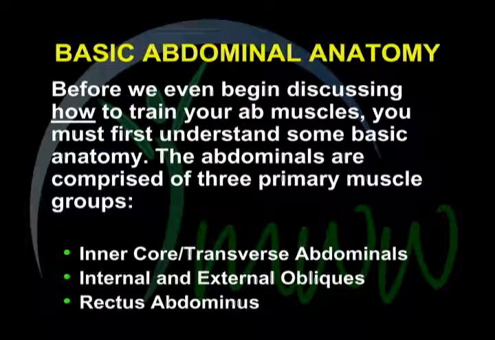Basic abdominal anatomy. Before we even begin discussing how to train your ab muscles, you must first understand the basic anatomy of your abdominal section. The abdominals are composed of three primary muscle groups: inner core transverse abdominals, internal and external obliques, rectus abdominis.